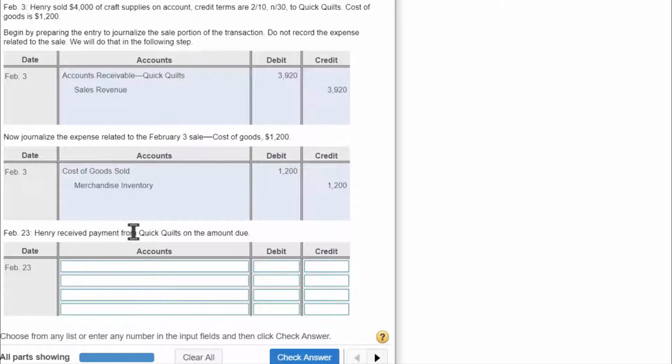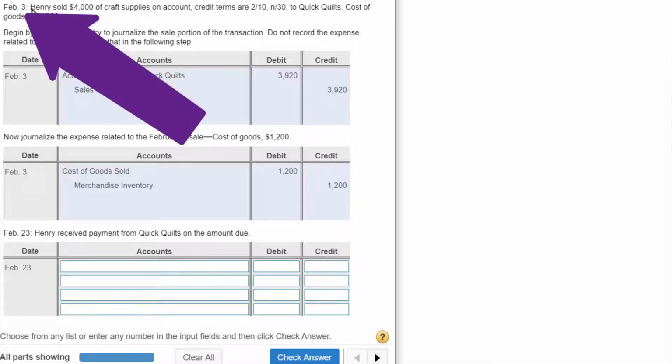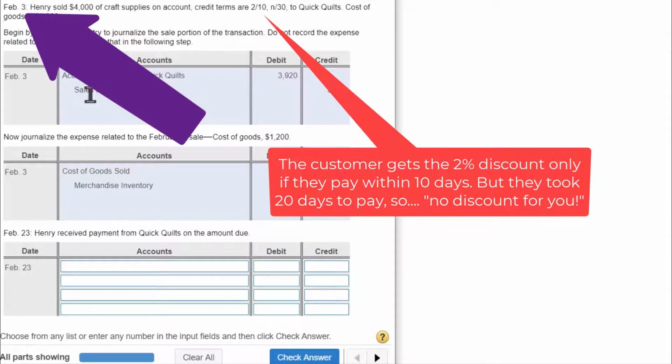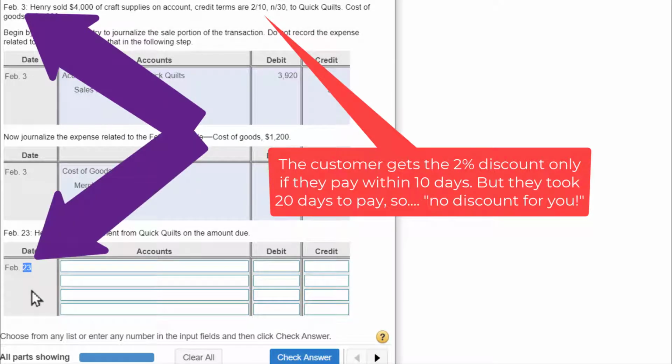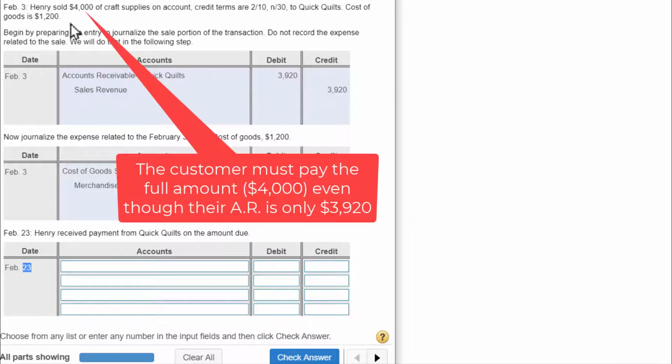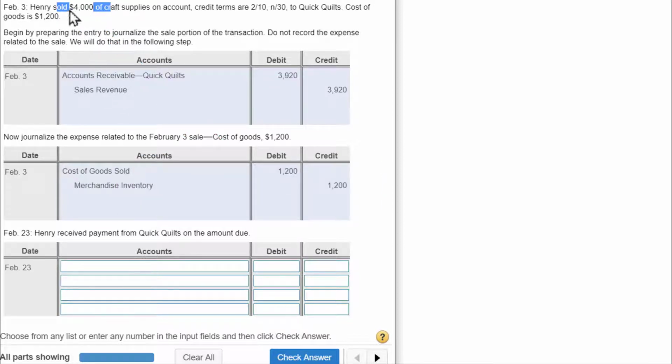Finally, Henry received payment from Quick Quilts on the amount due. Now let's see if they get the discount. So they bought it on February 3rd up here, and they need to pay it within 10 days. But it is now 20 days later because it's February 23rd, so they do not get the discount. All right. So they have to pay us the full amount of $4,000. But here's how I like to do this. Let's start with cash. Cash is the easiest to understand. Because they don't get the discount, they're going to pay us $4,000.